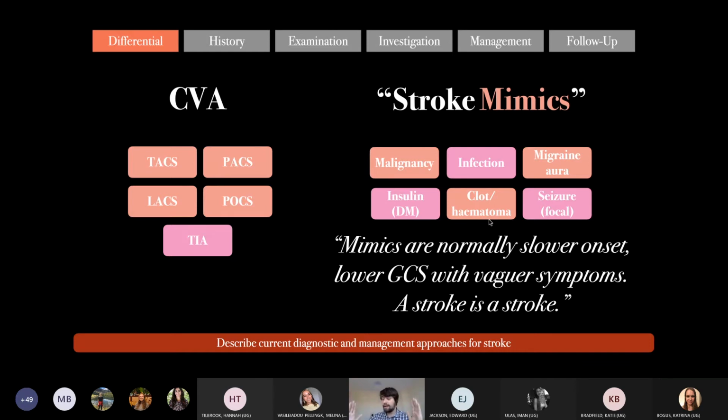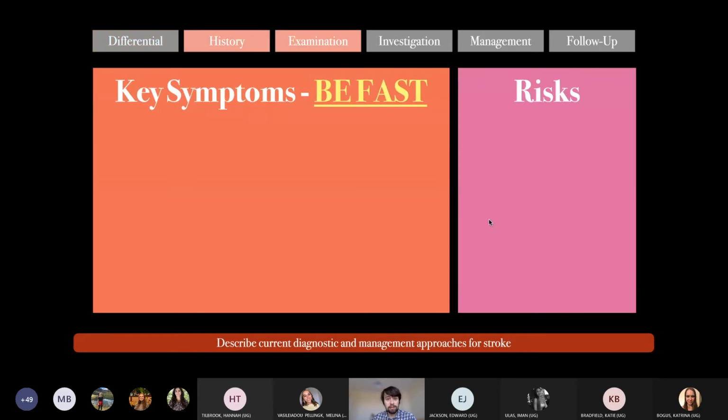You can classify it into a TAX, PAX, LAX, or a POX pretty easily. And usually they're quite aware. Altered level of consciousness is actually a negative to, is this a stroke? It's less likely to be a stroke if they have an altered level of consciousness. Which is why strokes are so scary for the patients, because they're fully aware of this sudden onset weakness and facial droop and things, right?